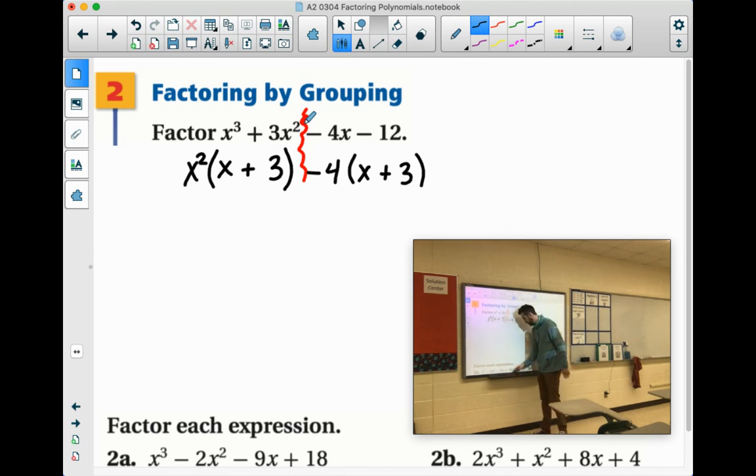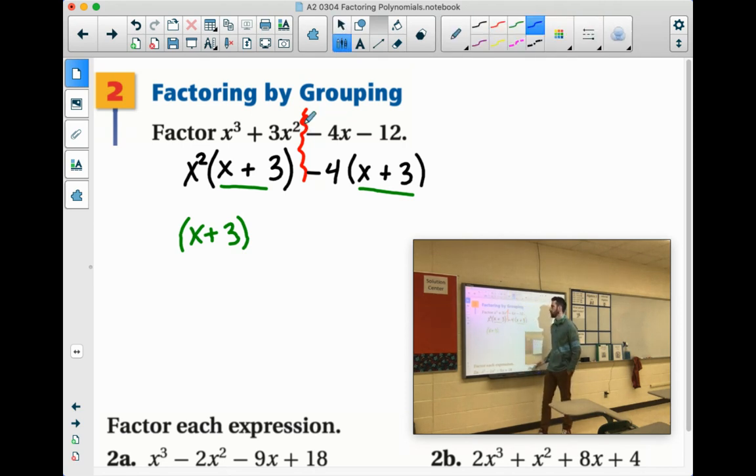Oh, x plus 3 and x plus 3, they have in common. That's great. So that becomes one of our factors, x plus 3. Now the other factor comes from the greatest common factors that we took out, the x squared minus 4.